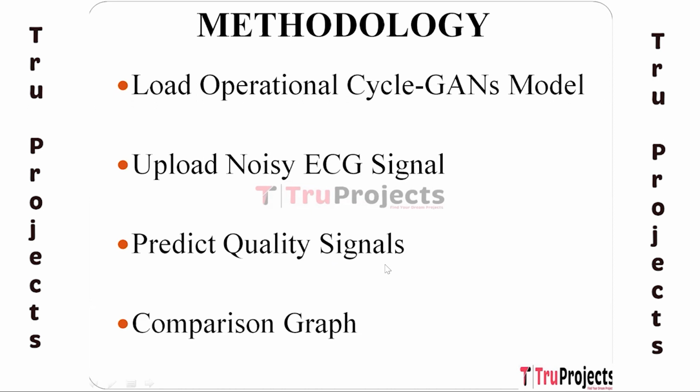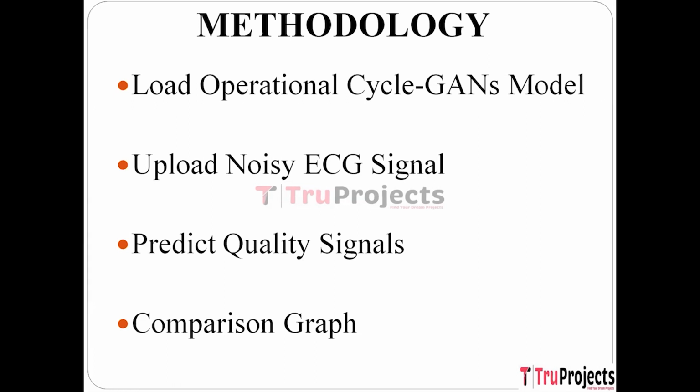And the third module is Predict Quality Signals. Once the noisy ECG signal is uploaded, the loaded operational cycle GANs model is utilized to predict quality signals. The model takes the noisy input and applies its restoration capabilities to generate a corresponding restored version of the ECG signal. The restoration process aims to remove noise, artifacts, and any other undesirable elements present in the input signal, leading to a cleaner and more accurate representation of the underlying ECG.